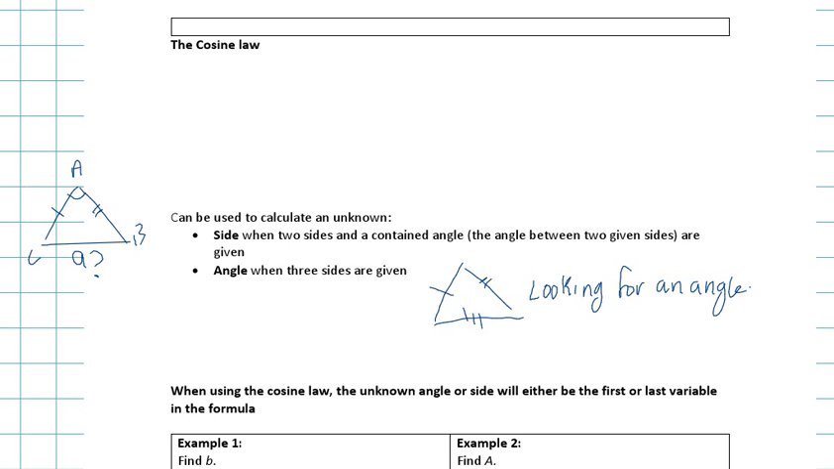So that's why I always say it's easier to identify if it's cosine law, because for cosine law there's only two options, right? You have to have two sides and a contained angle, or you have to have all three sides. Now, if it's not cosine law, then it's going to be sine law, because this is not a right angle triangle.